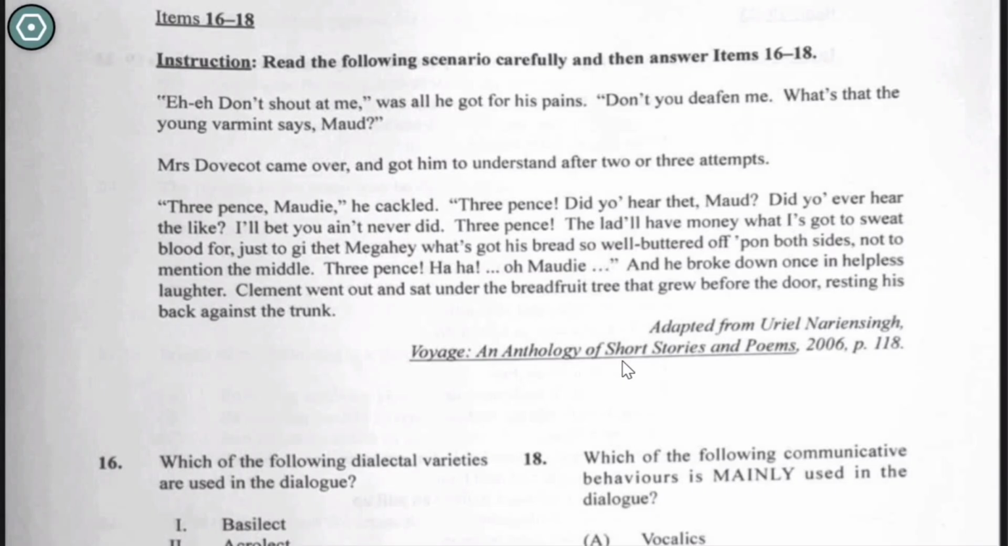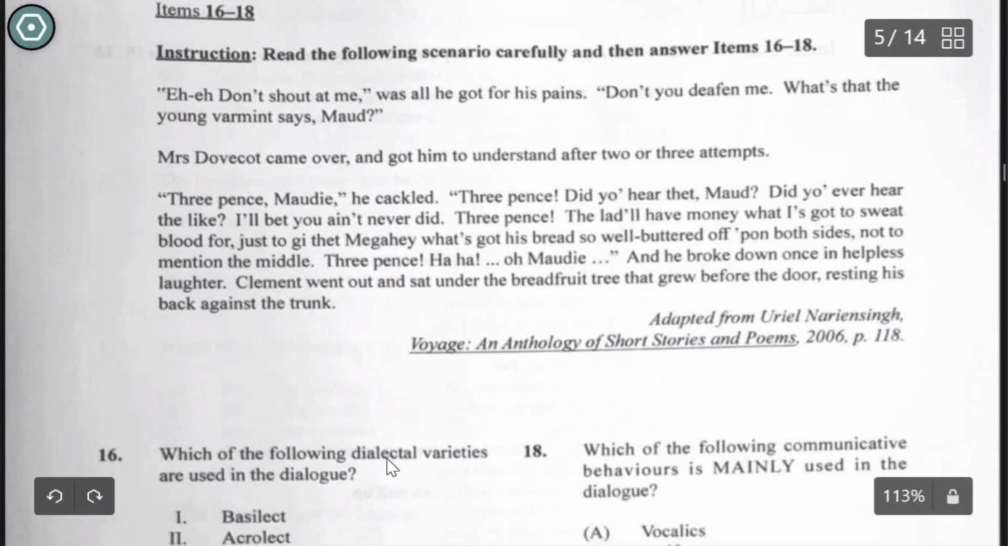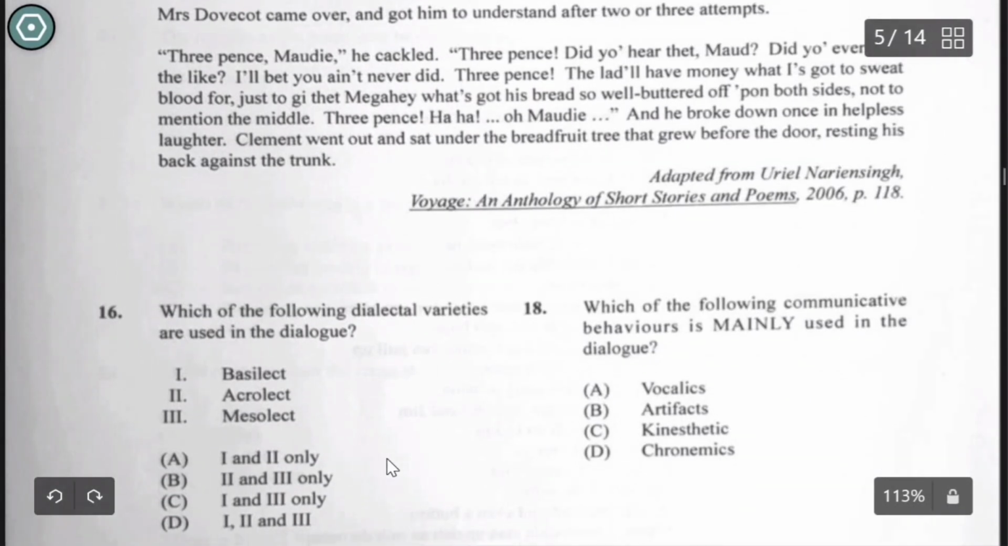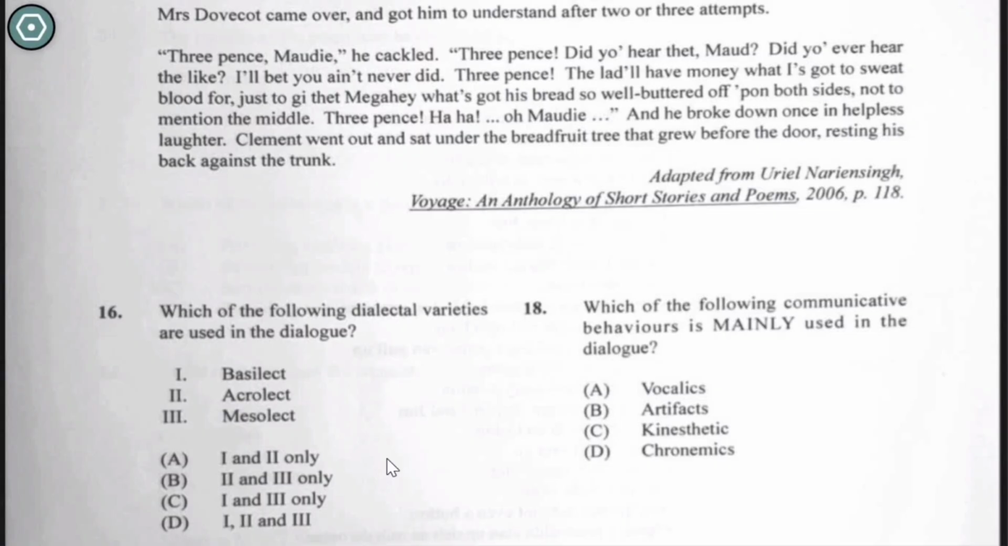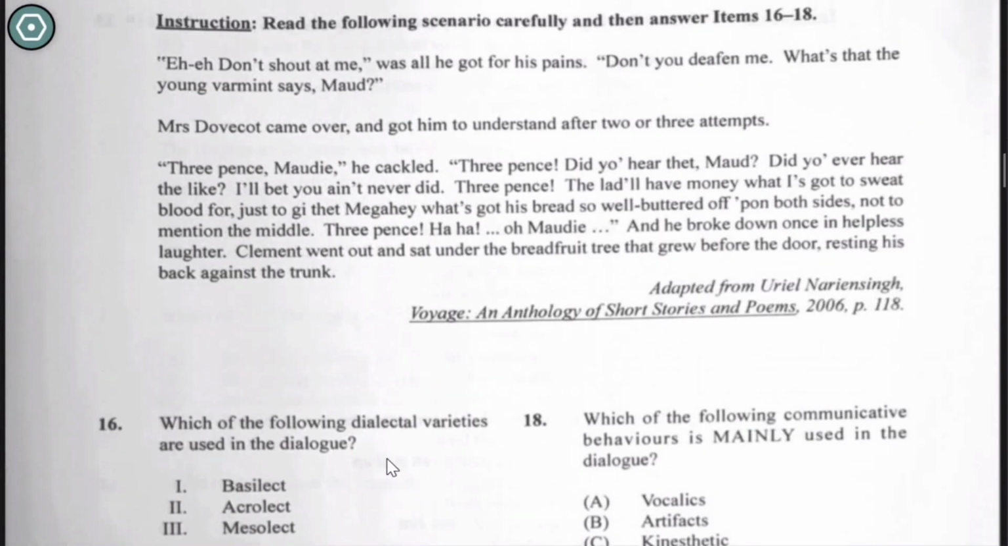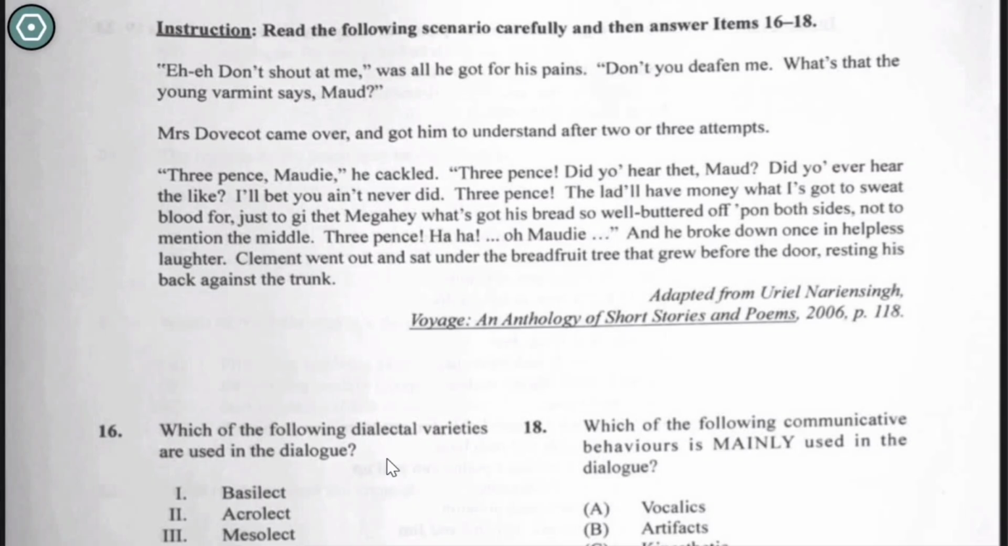I got a headache reading this. Which of the following dialectal variations are used in the dialogue? Basilect. Most definitely, basilect is definitely a part of the answer. So the answer is either A, C, or D. I wouldn't say all three. No, wouldn't say all three at all.